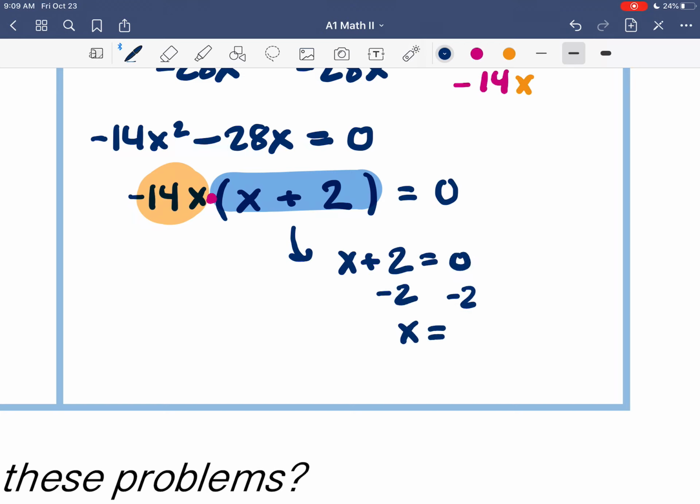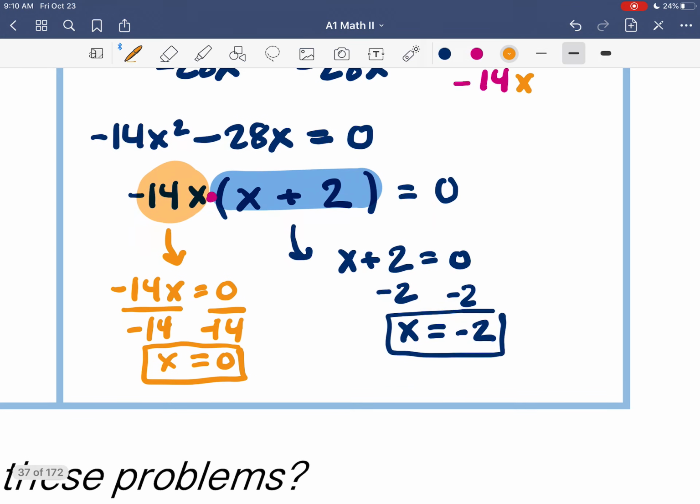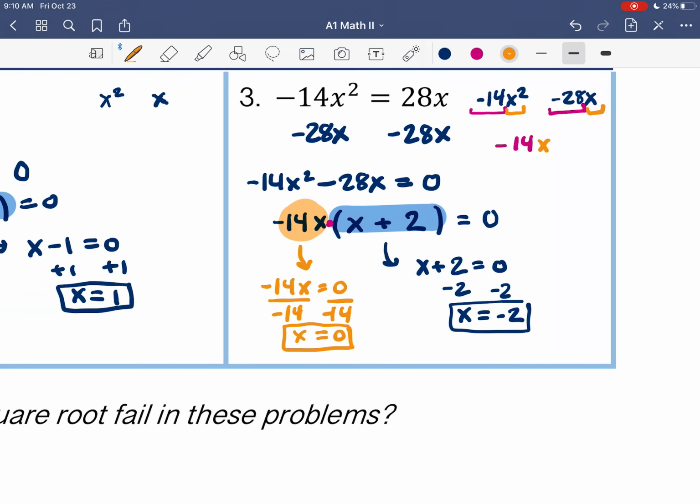Take away 2 on both sides, and it'll give me x equals negative 2. That one says negative 14x equals 0. We would need to divide by 14. You might already be able to see that that's got to be 0, because they're multiplied together, so in order to make that 0, it would have to be 0. So those are our two answers, 0 and negative 2.